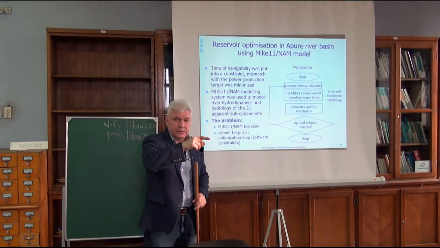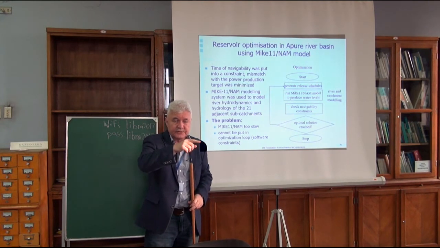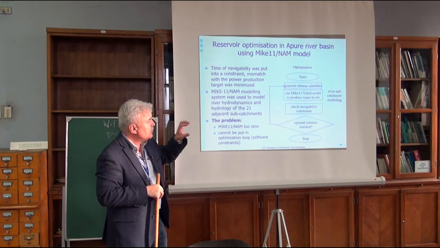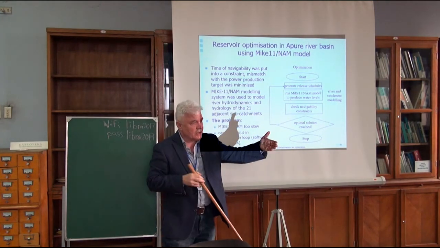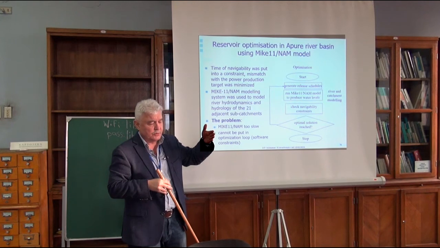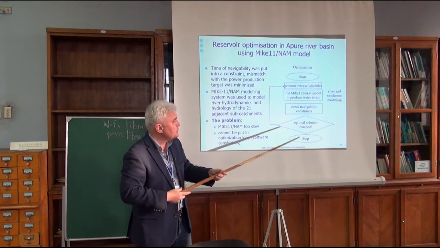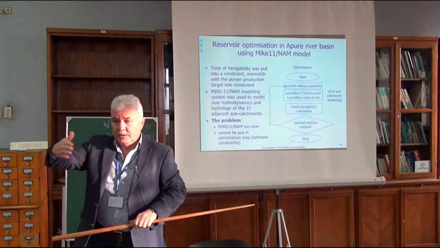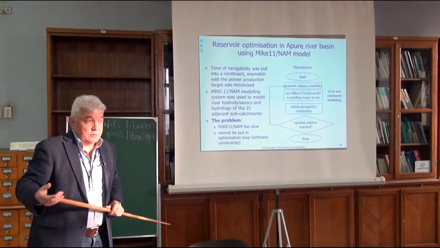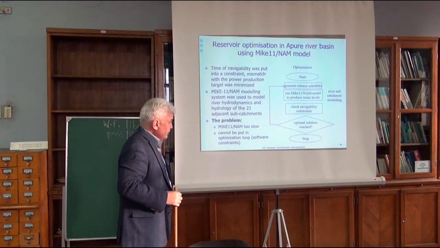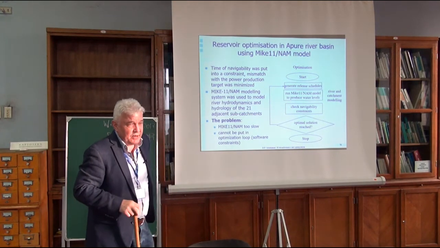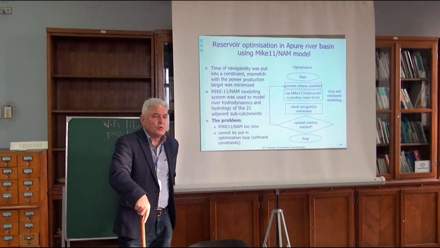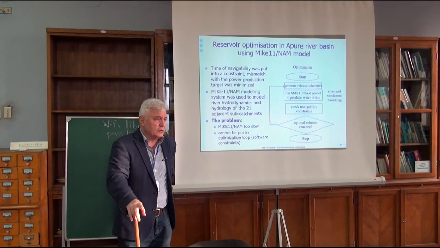There were 25 subcatchments in this river basin, small subcatchments, modeled by this NAM model, and they were supplying water into the river as tributaries, sort of. And Mike 11 was running the river downstream, a full-fledged Mike 11 model run. So it took time. It was done in '95 actually, long ago. The problem was Mike 11 at that moment, it's a hydraulic model, one-dimensional hydraulic modeling.